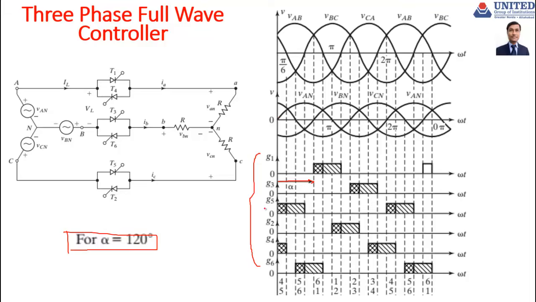Again here we see that two SCRs of different phases always conduct, meaning 6 and 1 are conducting, 1 and 2 are conducting, 2 and 3 are conducting, 3 and 4 are conducting, 4 and 5 are conducting, 5 and 6 are conducting, and then the cycle repeats. And also we see that sometimes none of the SCRs conduct.